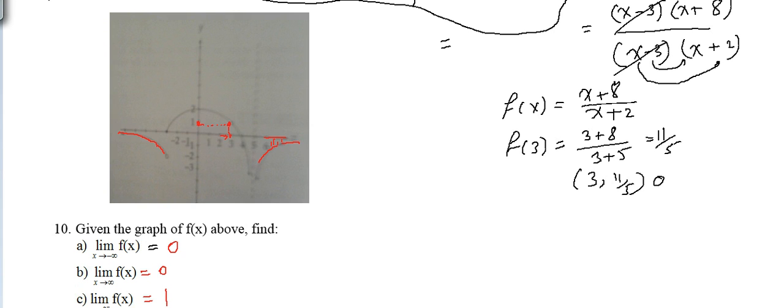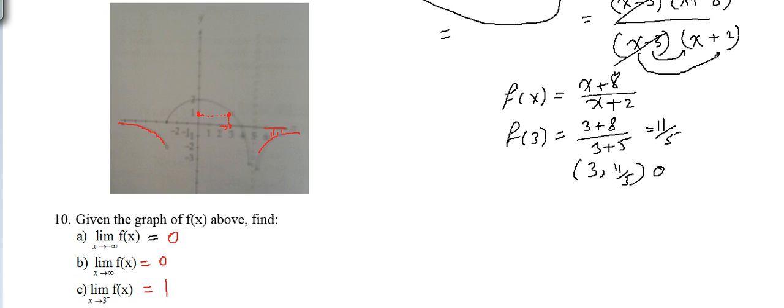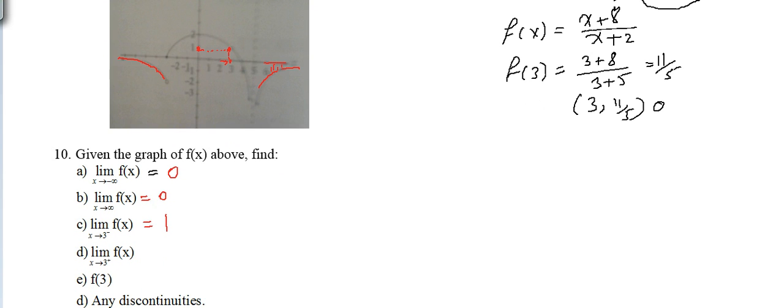Now the limit of f of x as x approaches 3 plus. As x approaches 3 plus, it goes from up to down, right? It goes from up to approach 3 plus. Also the same. It's 1. We have continuity at 3 here.